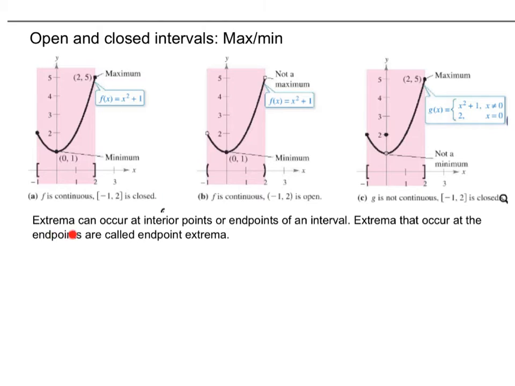So extrema, maximums and minimums, can occur at interior points or on the endpoints of the interval if they exist. Extrema that occur at the endpoints are called endpoint extrema, which, wow, I bet you could have guessed that.